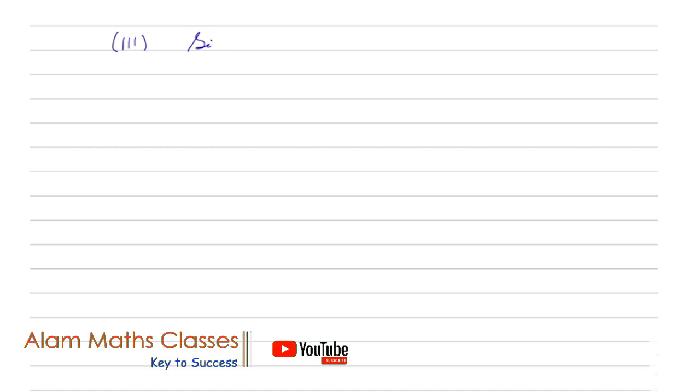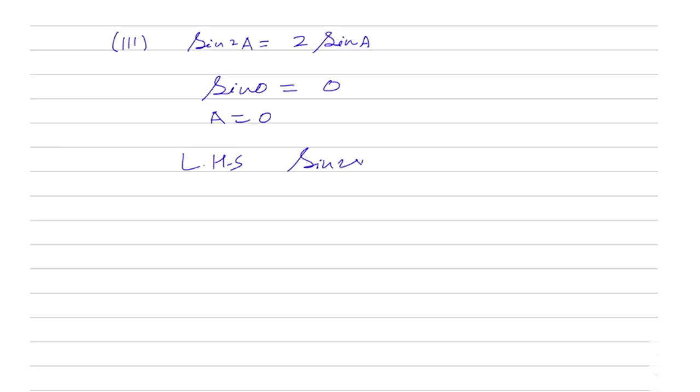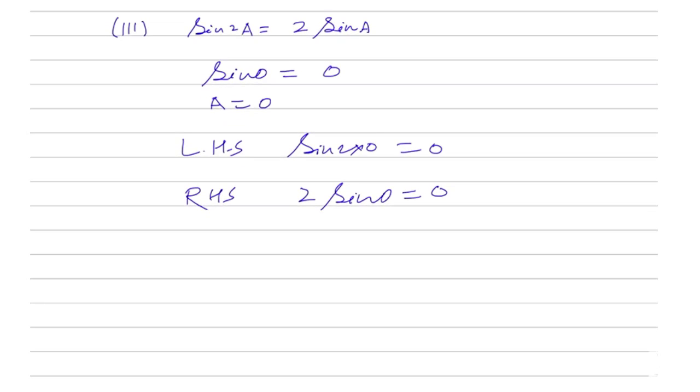In third, sin 2A is equal to 2 sin A is true when A is... This equation is true only when A is 0. So if we put A is equal to 0, the left hand side is sin 2 into 0, that is 0, and the RHS is 2 sin 0, that is also 0, which satisfies at the value of A is equal to 0. So the correct option is A.